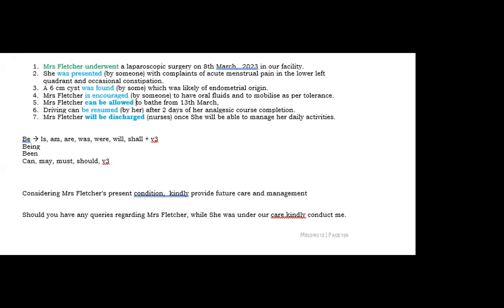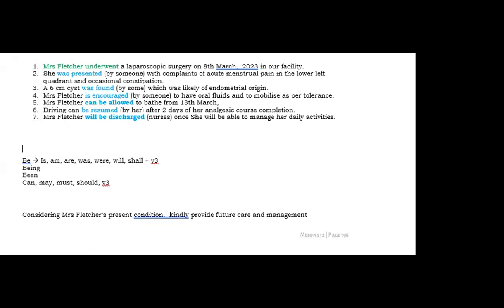Mrs. Fletcher can be allowed to bathe. Okay, so bathing can be allowed. Mrs. Fletcher is encouraged by someone. Someone is going to encourage Mrs. Fletcher. Okay, so everywhere passive voice is not that difficult for you, please. You have to stay with me for a few more minutes and things will be much more beneficial for you by the end of this class.